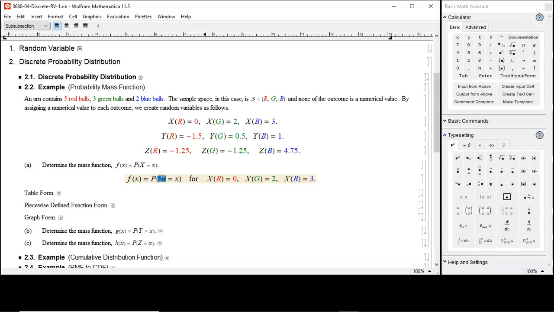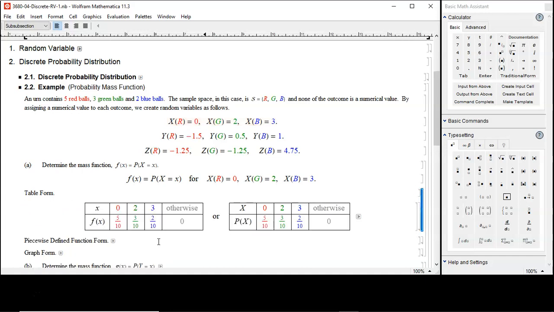Now, capital X can take the x value equal to 0, which corresponds to red, or 2, which corresponds to green, or 3, which corresponds to blue. Otherwise, it's impossible, because that sample space has only 3 colors. And those 3 colors correspond to 0, 2, and 3. So those are the possible small x values, otherwise impossible.